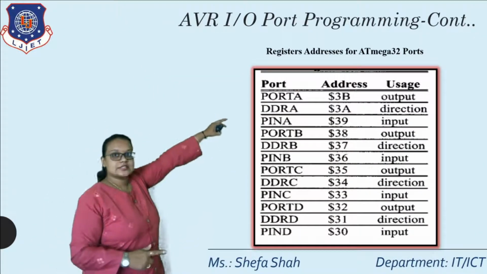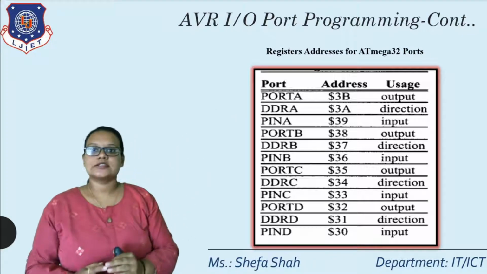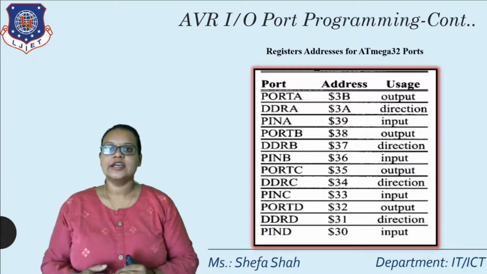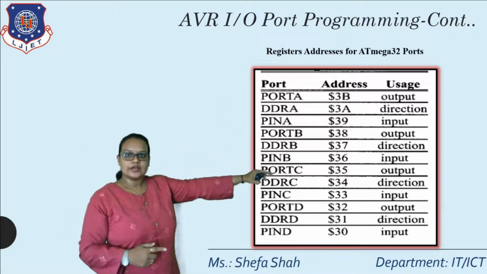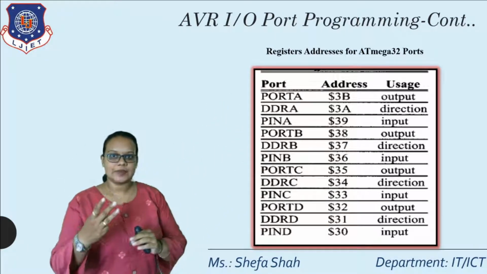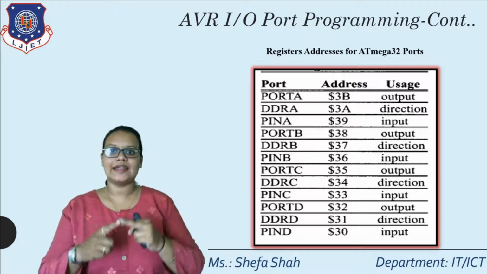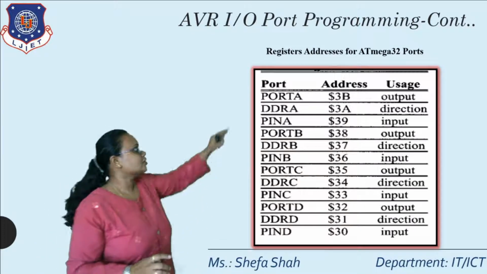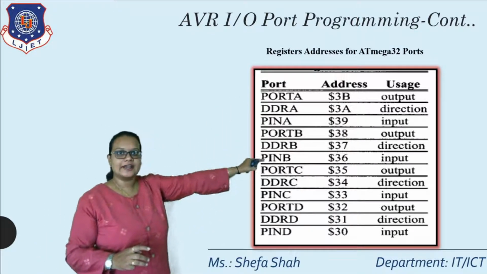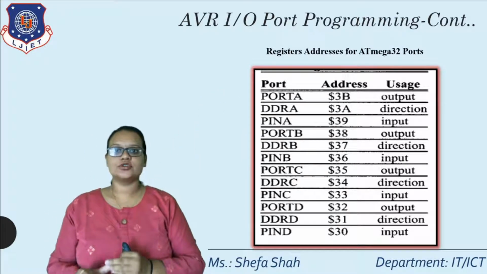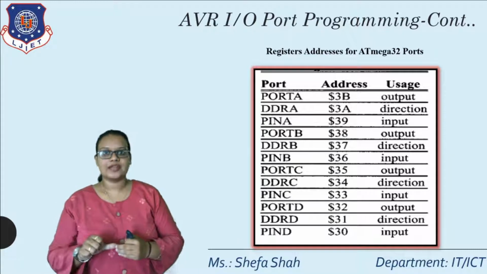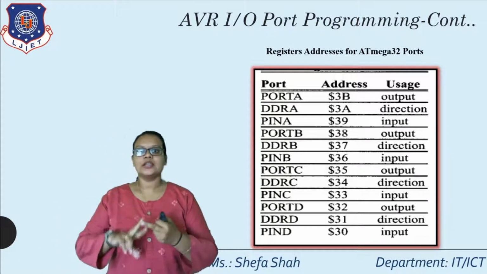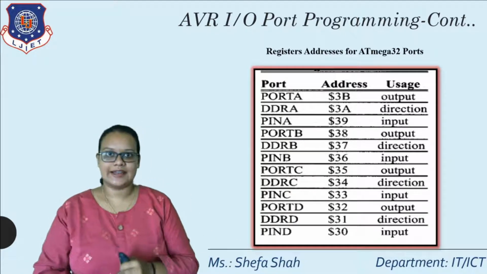As you can see in this table, on the left hand side is the port. Each and every port has three registers, that is the PORT, PIN and DDR register. With respect to that, the second column is the address, and the third column says how it is used. That means whether it is working as an input pin, an output pin, or a data direction register.